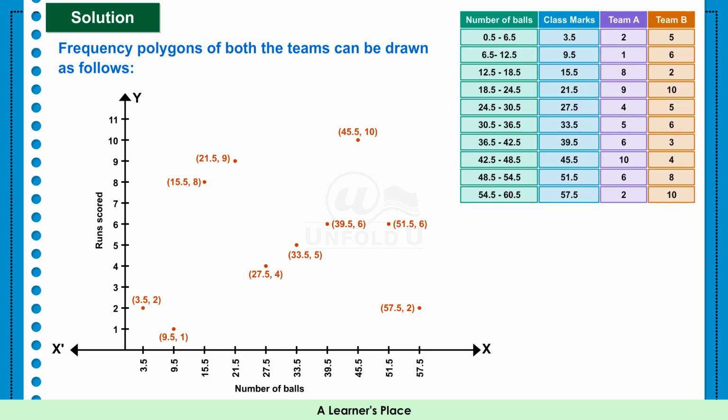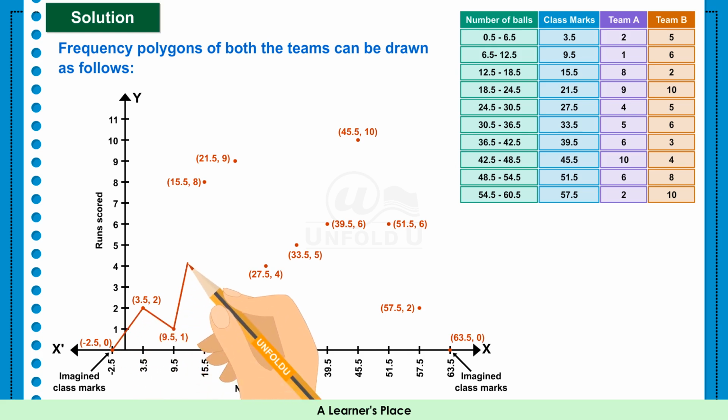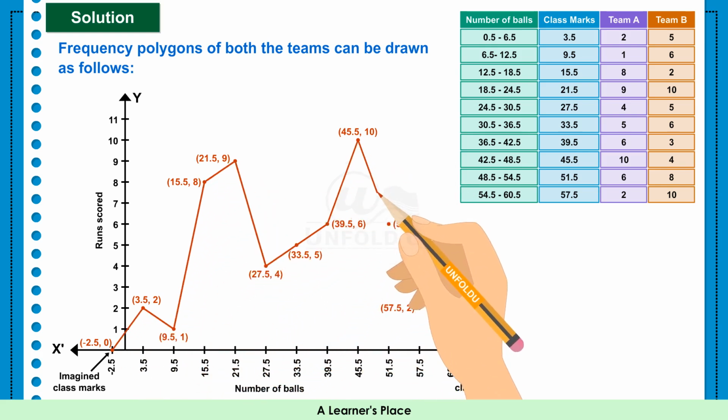So, we assume two imagined class marks 6 units to the left of 3.5 and 6 units to the right of 57.5. That is, minus 2.5 and 63.5 respectively. To complete the frequency polygon, plot two more points: minus 2.5, 0 and 63.5, 0. Now, join all these points with a freehand curve to get the frequency polygon of Team A.